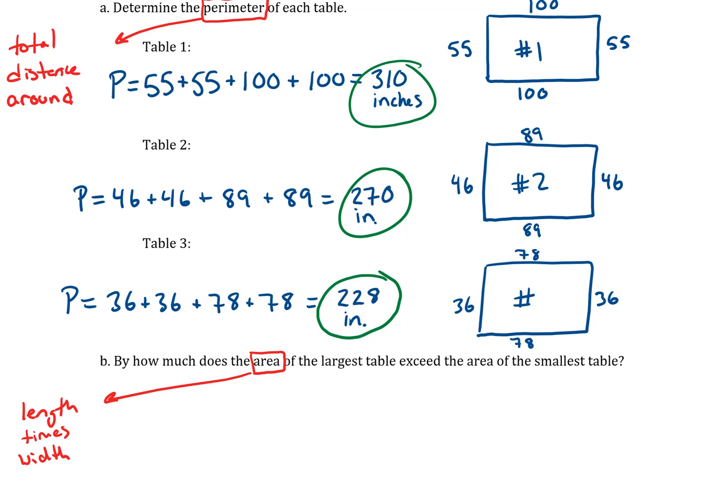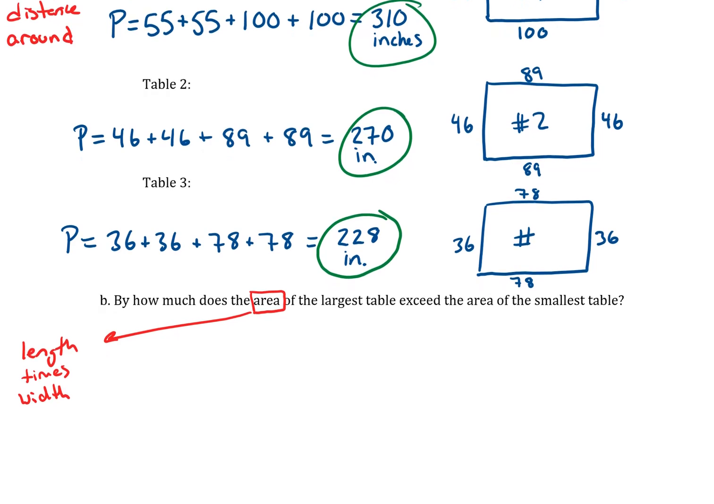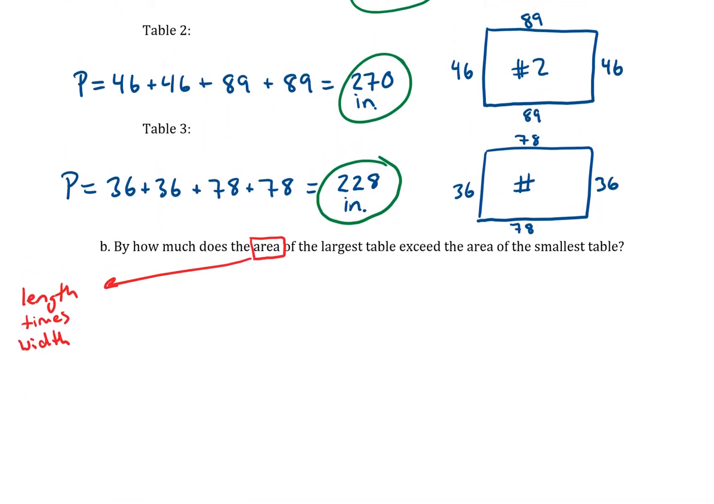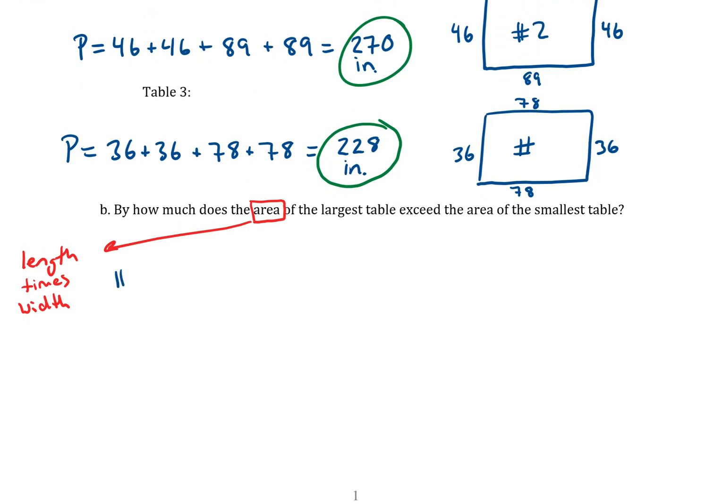So with the perimeter, we're using the length twice and the width twice. With the area, we're only using it once. Okay, so let's get a little bit more room here. So table number 1 was 55 by 100, so the area would be 55 times 100 for a total of 5,500. And since we're talking about area, the units would be square inches. So we could just say inches with a little exponent of 2, that's inches squared for short, or you could write out the word square inches. Okay, so that's not an answer to the problem, but we need that to figure out the answer.